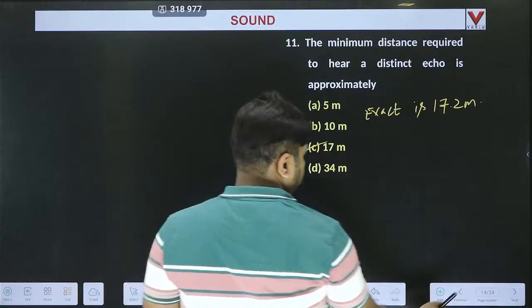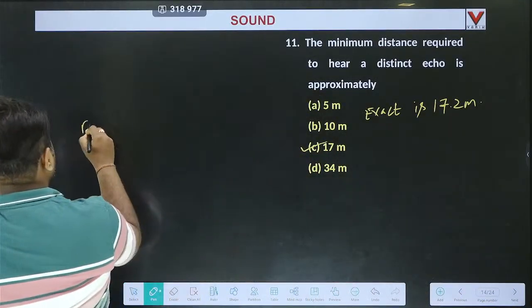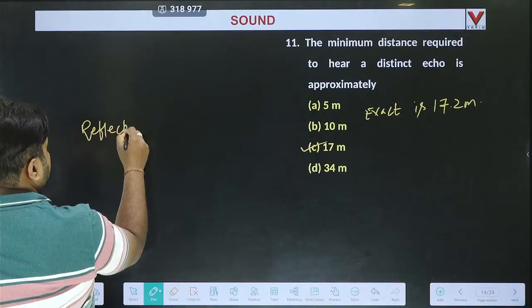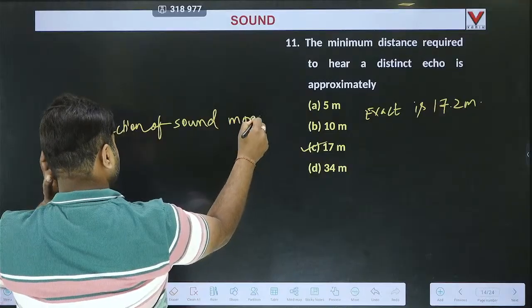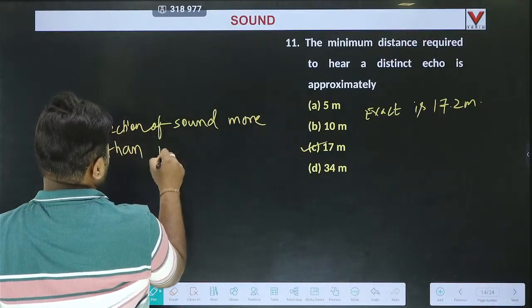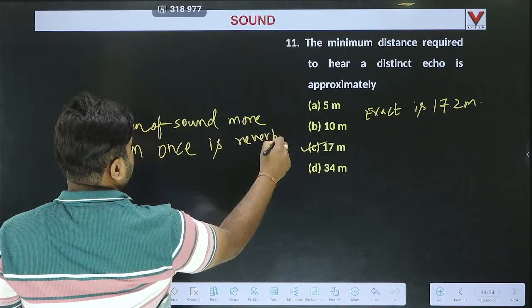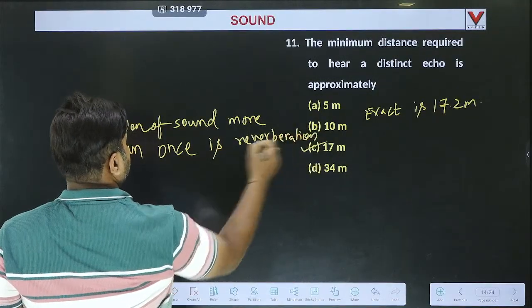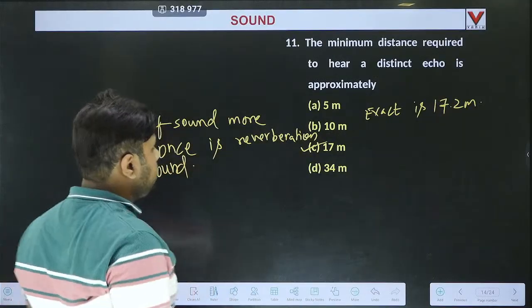If sound reflects more than once, okay. So reflection of sound more than once is called reverberation of sound.